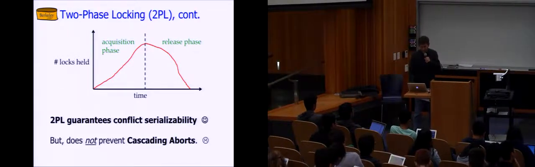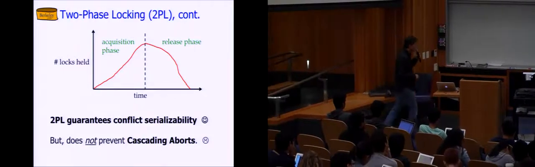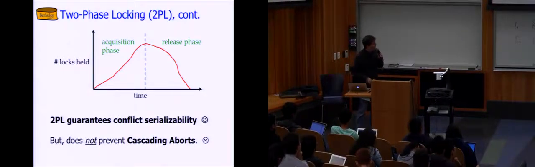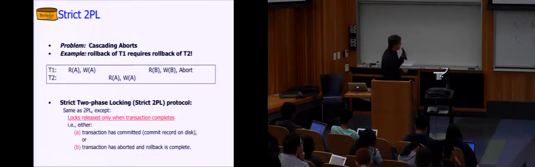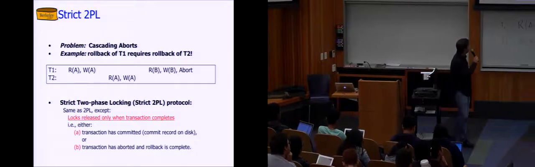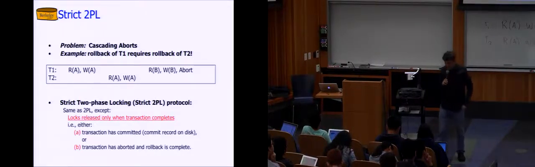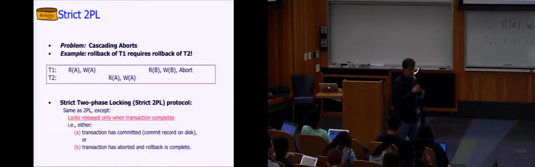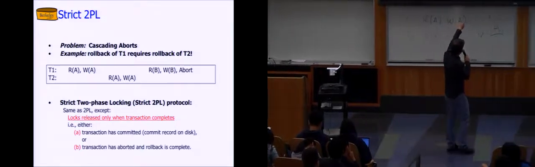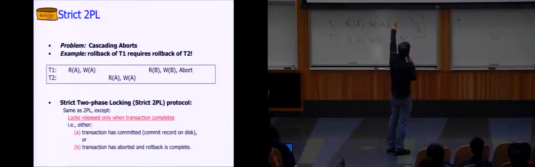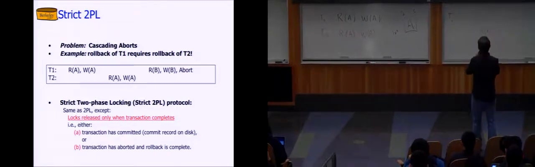All right. So we'll talk more about deadlock in a sec, but first let's talk about cascading aborts. So 2PL does guarantee conflict serializability, but there's this thing called cascading aborts. It's a pretty straightforward thing to understand. Let's look at an example. The problem is that when you abort one transaction, you have to abort other transactions as well. That's why it's called cascading aborts. So look at this. T1 reads A and writes A. T2 reads A and writes A. Note that what T2 has is the value that T1 wrote, right?